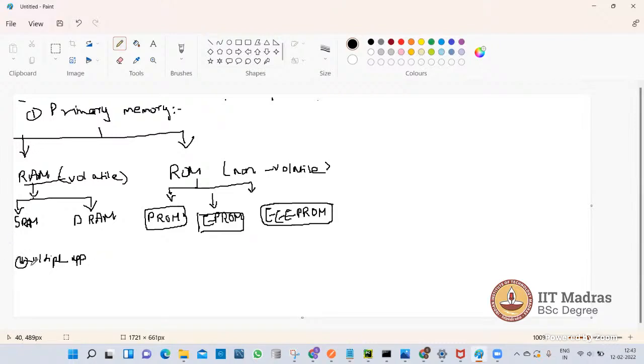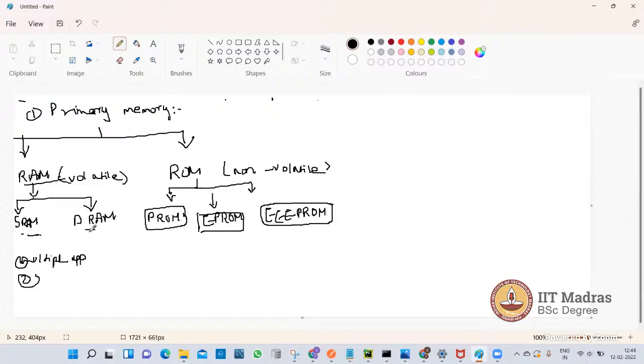Second thing, if we talk about SRAM and DRAM, SRAM doesn't require power to be continuously supplied to the SRAM chips, whereas DRAM needs a compulsory power supply.